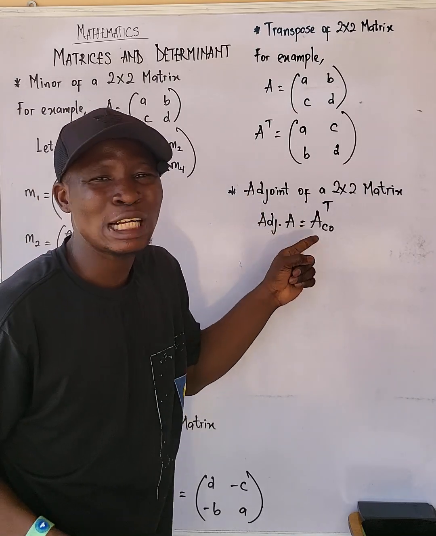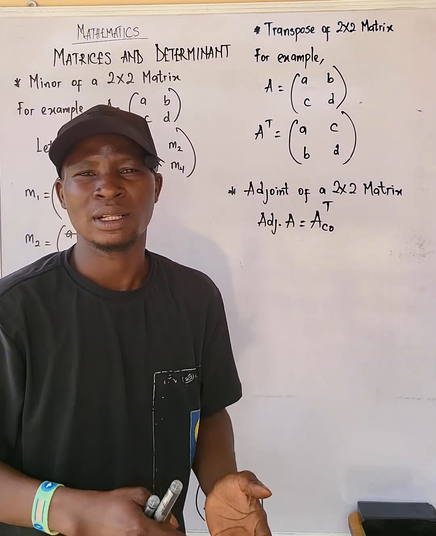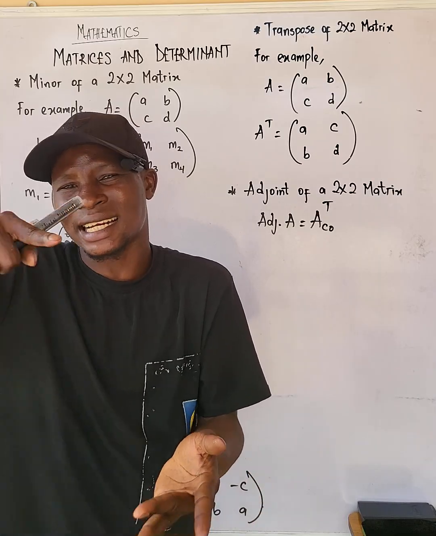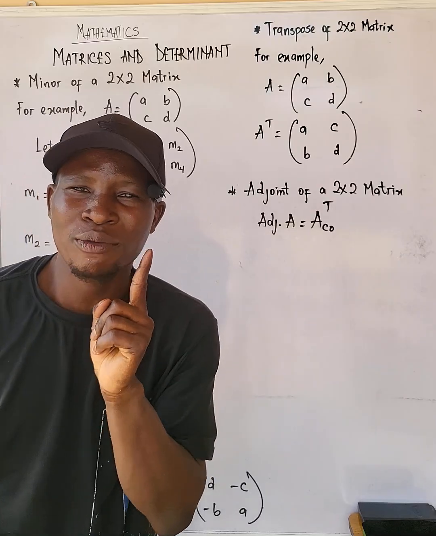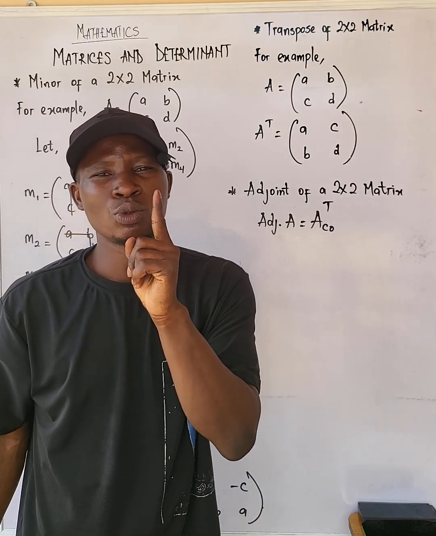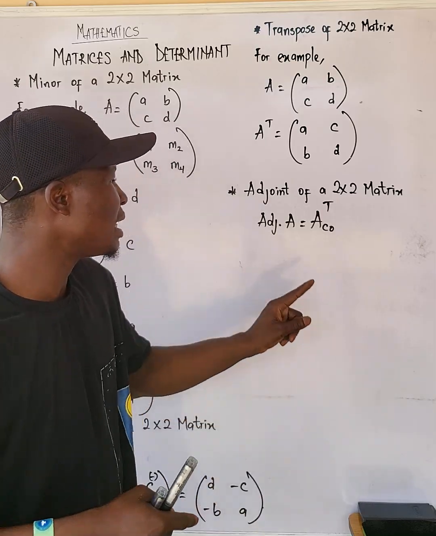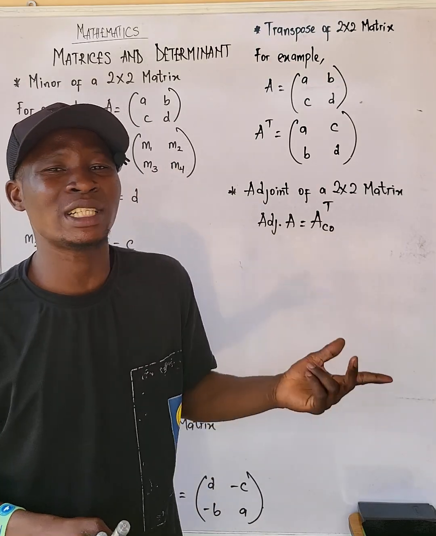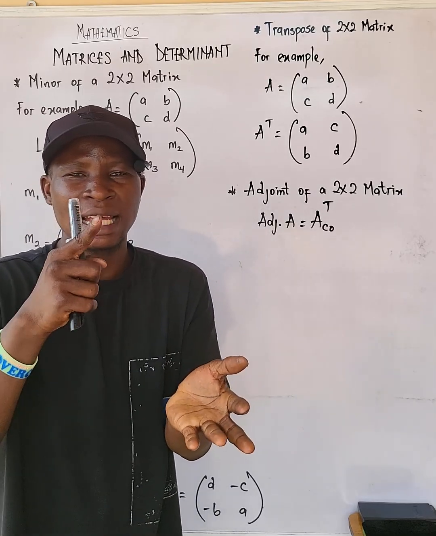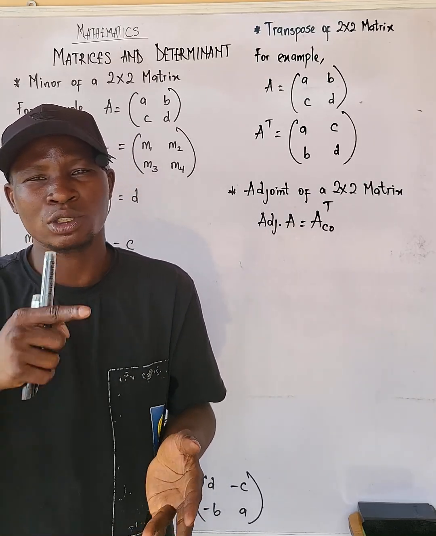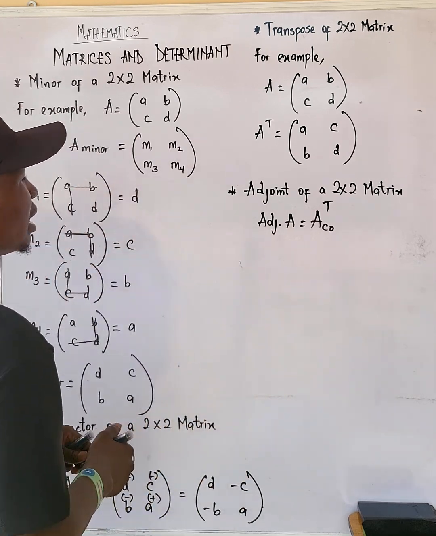Now, before you can get the adjoint, you have to first get the minor and the cofactor. Then after you get the minor and the cofactor, you transpose it, and that's how you get the adjoint. So for the last time, the adjoint of a matrix is equal to the transpose of the cofactor of that matrix. So if I'm told to look for the adjoint of any matrix, I first look for the minor. After I get the minor, I get the cofactor, and after I get the cofactor, I transpose it. After I transpose it, I've gotten my adjoint.